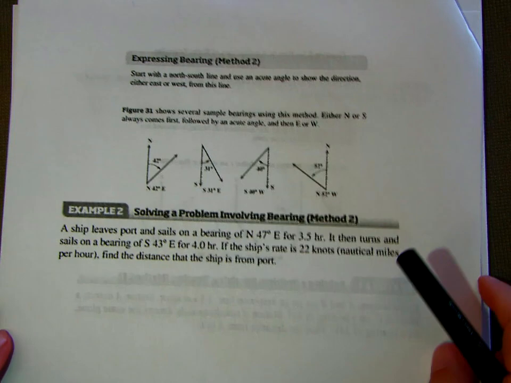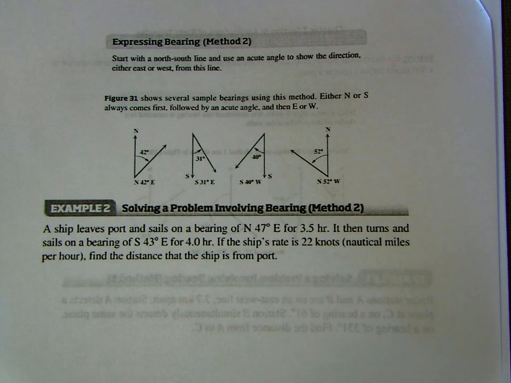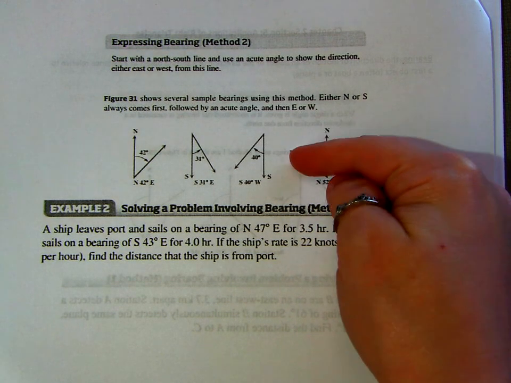Okay, so I told you there was two different ways to do bearing, and here's the other method. The other method is where you start with a north-south line and you use an acute angle to show the direction, whether east or west from that line. This is how ships and planes talk about the latitude and longitude, where we talk about going east from north, where we have north 42 degrees east. And what that means is we start from the north and we're going to travel to the east, or to the right, 42 degrees. Notice that the opposite of that, we would travel west from the northern position.